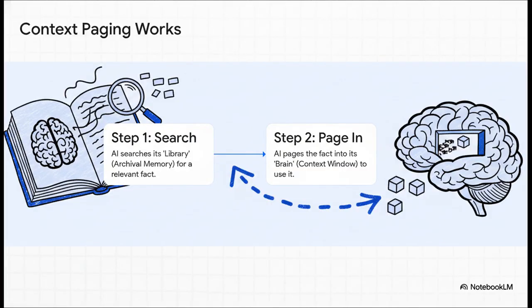And this is the really cool part. The AI basically learns to manage its own memory. So when it needs a fact that isn't right there in its immediate brain, the context window, it actively goes and searches its library, that big archival memory we talked about. And then, this is the key, it pulls, or pages, that specific fact into its context window, just for the moment it needs it. It's not passive. It's a totally active, deliberate process of remembering.